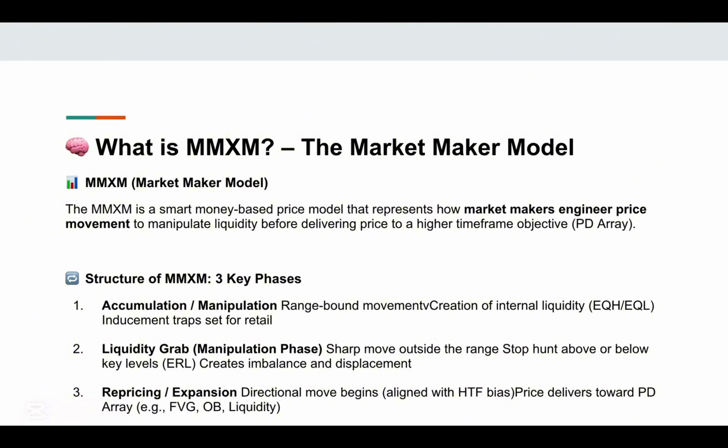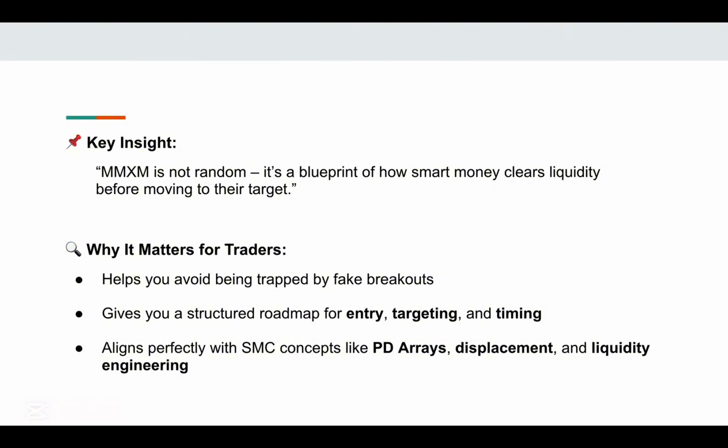Three: repricing and expansion. A directional move begins aligned with the higher time frame bias, and price delivers toward a PDRA, a fair value gap, an order block, or just some liquidity like equal highs, equal lows, or previous day high, previous day low. Key insight: MMXM is not random. It's a blueprint of how smart money clears liquidity before moving to their target.